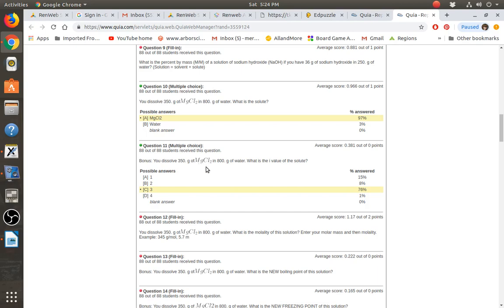Magnesium is a metal. Chlorine is a nonmetal. Metal, nonmetal, ionic. And with ionic, you have to count the atoms or the ions. So magnesium chloride, you have one magnesium and two chlorines. So 1 plus 2 is 3. The i value was a 3, and 76% got that correct.